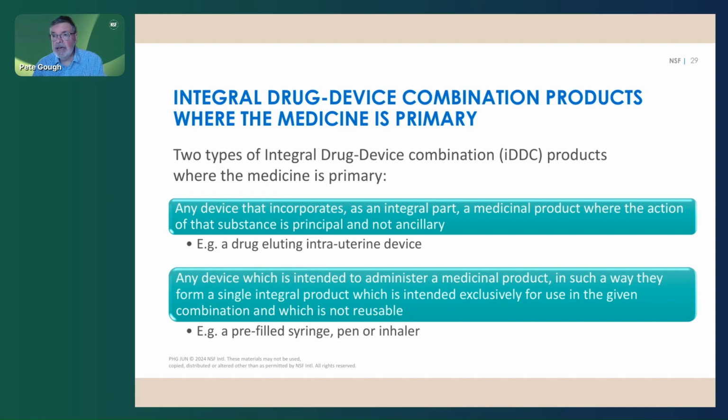Here, the device is a carrier for the drug. It is merely to put the drug into the right part of the body. The mode of action on the body is the medicine, and therefore it is regulated as a medicine. The other type of integral drug device is a device which is intended to administer a medicinal product. And here we're talking about something like a pre-filled syringe, a pen device, or an inhaler for an inhalation product like an asthma treatment. So again, these are both integral drug device combinations because the medicinal product, the drug, is what's principally acting on the body.